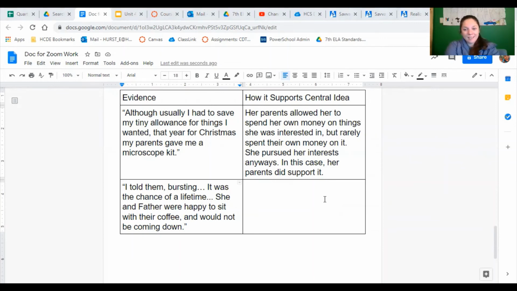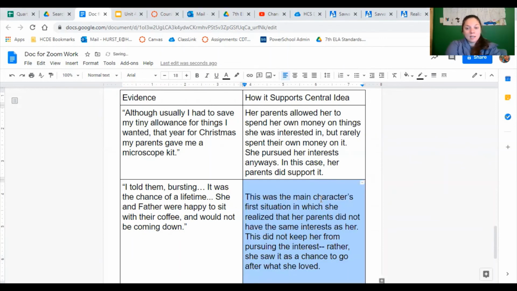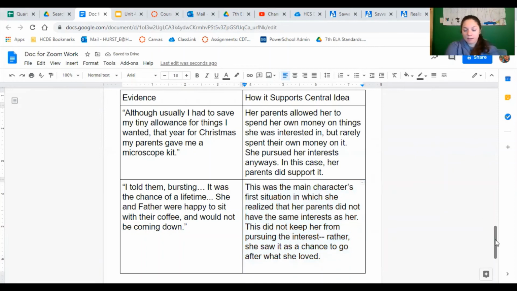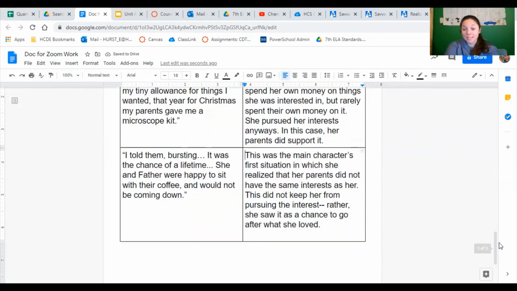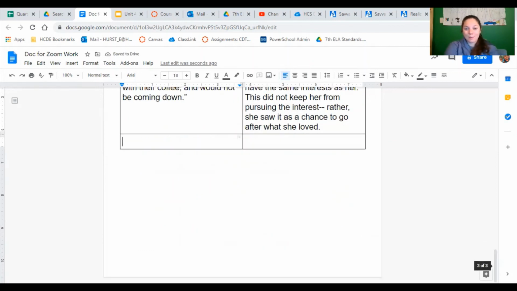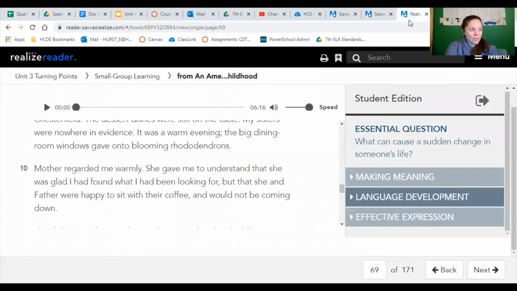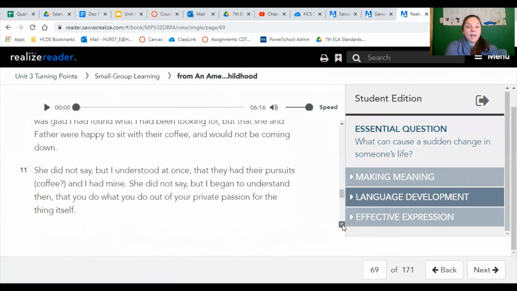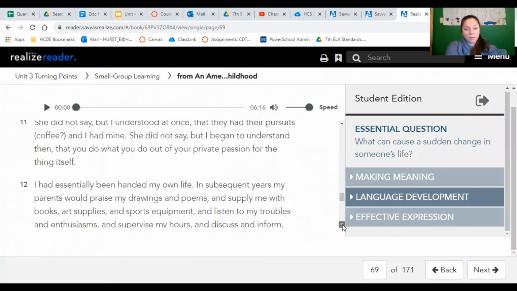Okay, so I thought this part was interesting because this was the main character's first situation in which she realized that her parents did not have the same interests as her. She was so excited to tell them, and they were just like, no. This did not keep her from pursuing the interest. Rather, she saw it as a chance to go after what she loved. So we know after this that she continued to play with the microscope. I thought this was a great example of someone pursuing their interests despite finding out that maybe other people didn't love it as much as her. And then her reaction, I think, is really important.